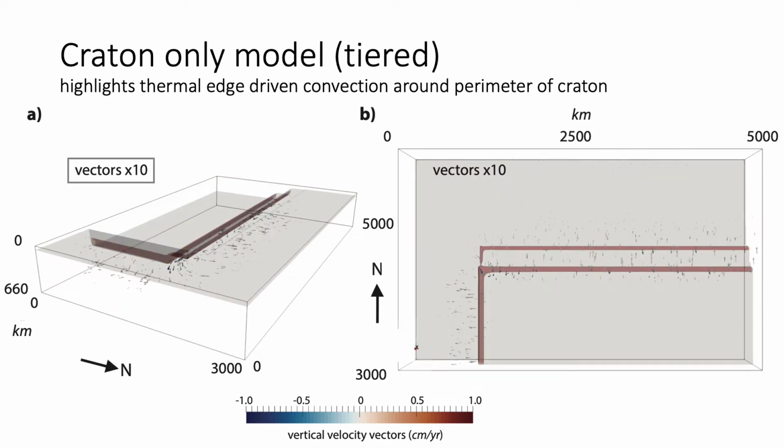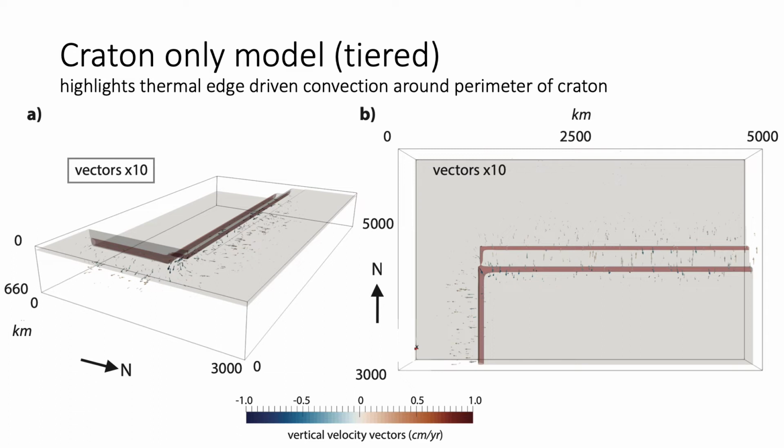In our next model, we wanted to have a look at what only a craton would look like. In this case, it really highlights the thermal edge-driven convection that occurs around the perimeter of the craton. So we've modeled here the tiered or the step margin. The velocity vectors, we've had to multiply them by 10 times. So in this case, the longest vector is equal to 0.54 centimeters per year. So you can really get an understanding of the difference in scale of the velocities driven by the subducting slab versus the thermal cooling from the craton.